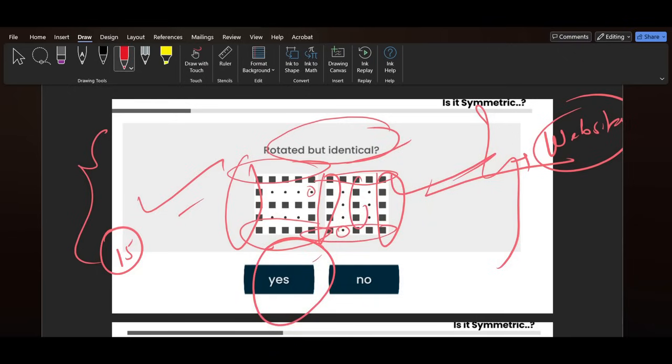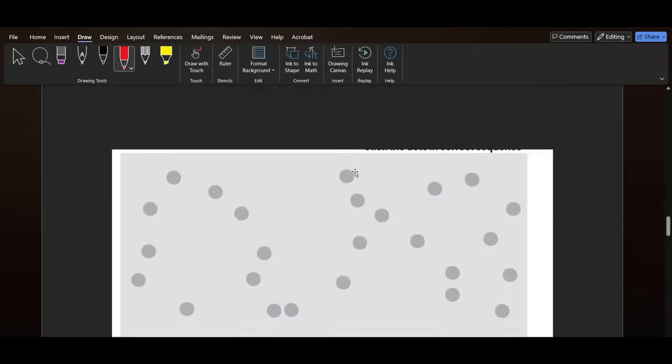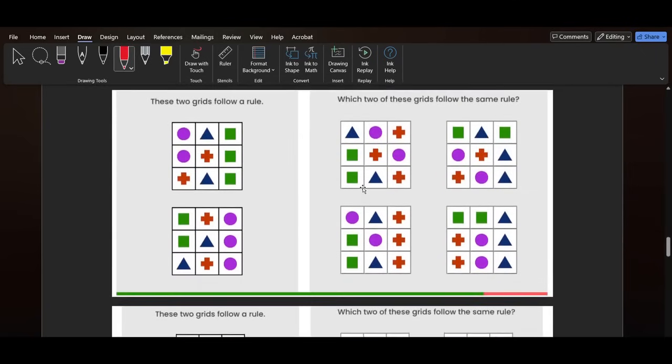These both figures are identical. You actually need to find out if they are identical or not only in 15 seconds. Okay, so this is the one thing. Moving forward, this is a kind of challenge in which we need to identify the pattern.